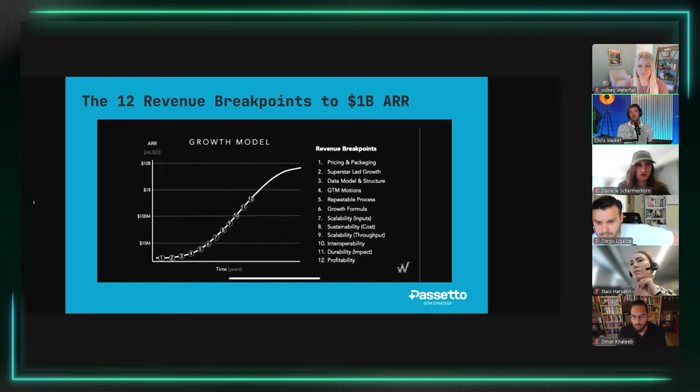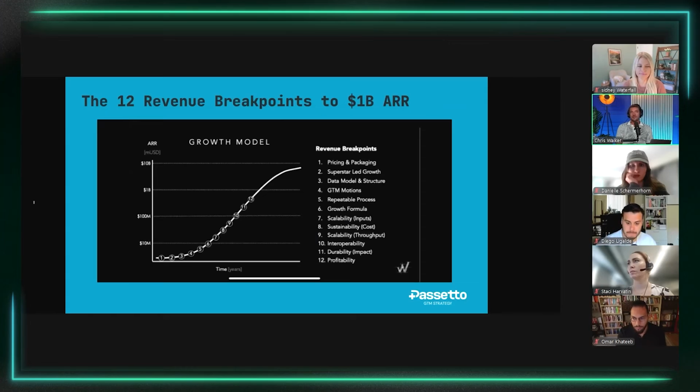Then, as you start to hire some people, you have a data model and structure, which becomes the breakpoint. So is it a lead? What does an actual lead mean? What is a qualified meeting? What does that actually mean? So that when we have 3 or 5 reps doing things, there's some type of structure around it.